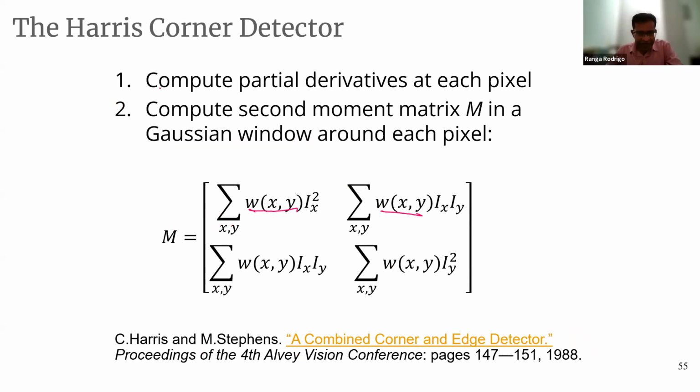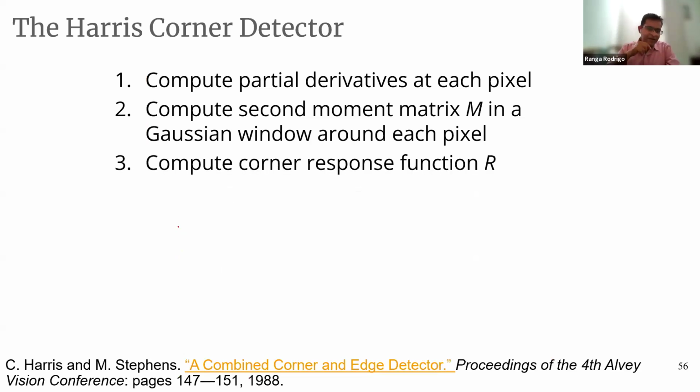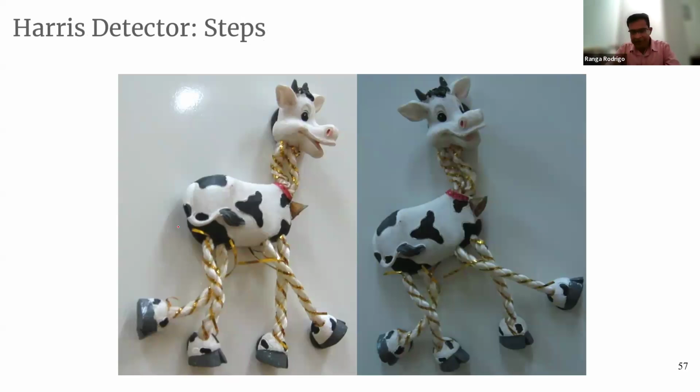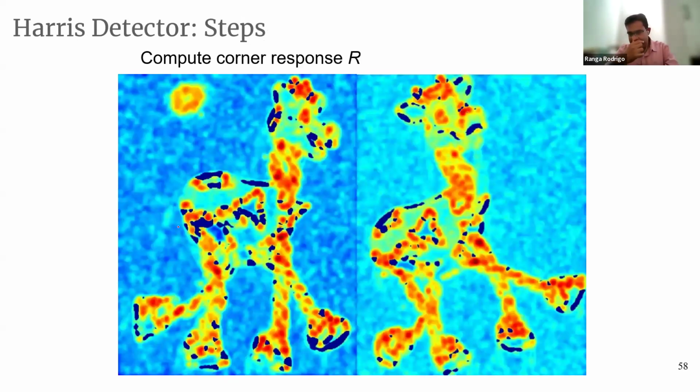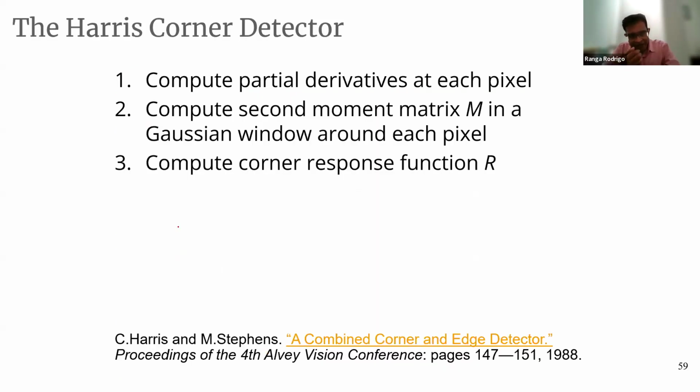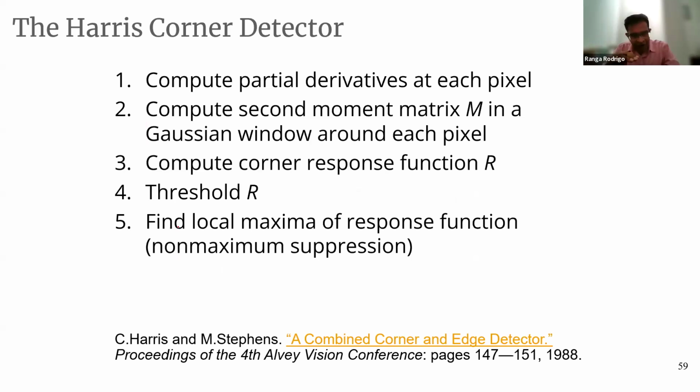So when you do the Harris corner detector, we compute the derivative at each pixel location, compute the second moment matrix M in a Gaussian window around the pixel, and then we formulate M here. Remember, this M is for every single pixel. Then compute the corner response R, that is the determinant of M minus alpha times trace of M squared. For example, if you take the corner response, you can see at corners the response is very high, it's red, and at other locations it's small. So then we threshold this R value, and then we find local maxima of the response function using so-called non-maximum suppression.